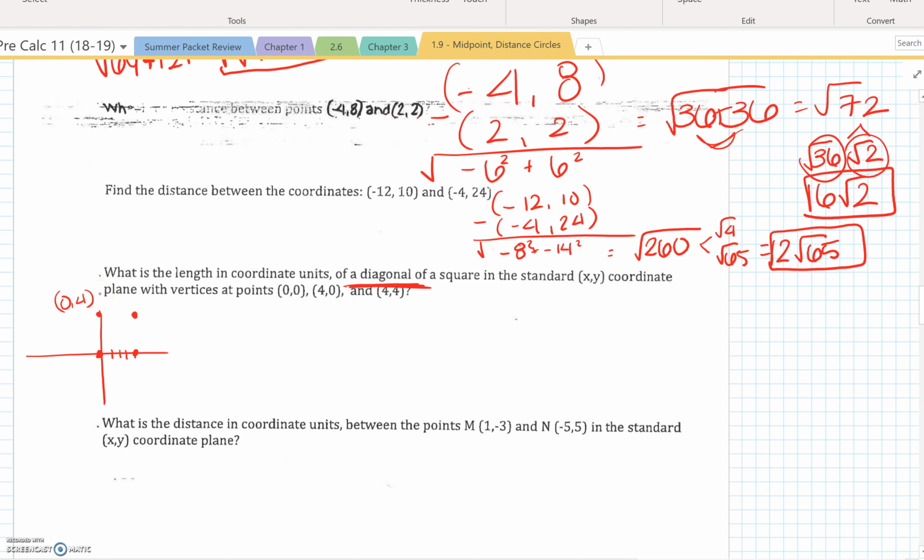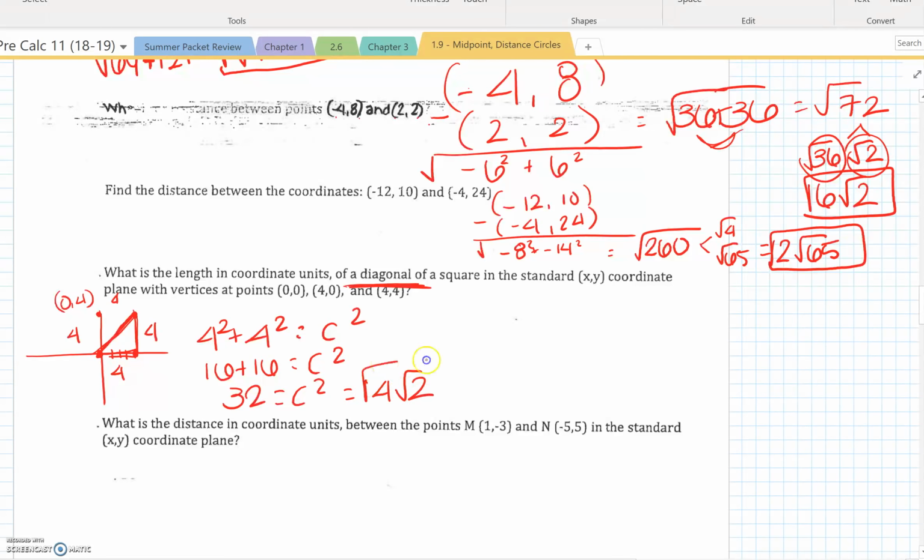They just want to know what is the length of the diagonal of the square. Really, you don't even need to use the distance formula here. All the sides of the square are going to be 4. And so if you look at this right triangle, you have 4 squared plus 4 squared equals c squared. This is 16 plus 16. At this point, you're just using the Pythagorean theorem. So this winds up being 4 roots of 2.